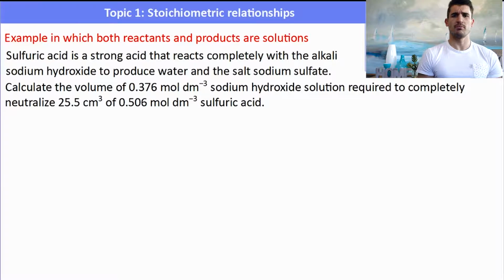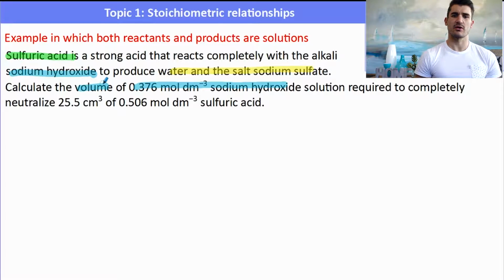Here's an example where both the reactants and products are all solutions. So sulfuric acid is a strong acid that reacts completely with the alkali sodium hydroxide to produce water and a salt, sodium sulfate. Again, we've been given all the reactants and products so that we are expected to write an equation. Calculate the volume of 0.376 mole per decimeter cubed sodium hydroxide required to completely neutralize a certain amount of sulfuric acid.